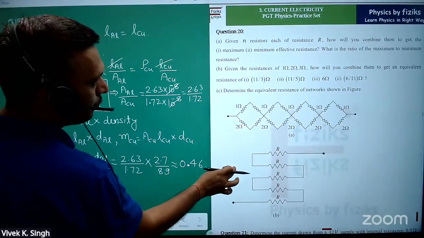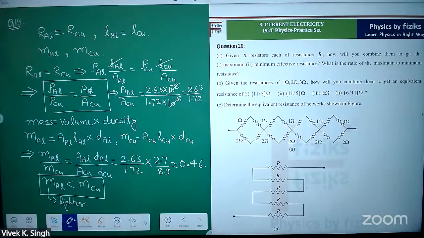Let's see question number 20. Try to solve question number 20. So try to solve.